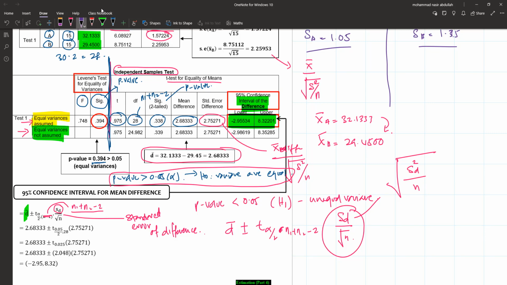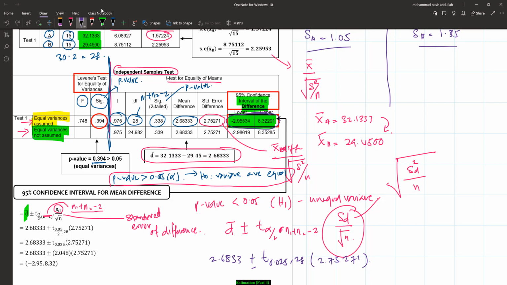So you need to find the mean difference, which is 2.6833 plus minus t 0.025 with 28 degrees of freedom, and this is 2.75271. Then you will get the confidence interval of the difference, which is the last one, this one: negative 2.95 and 8.32.